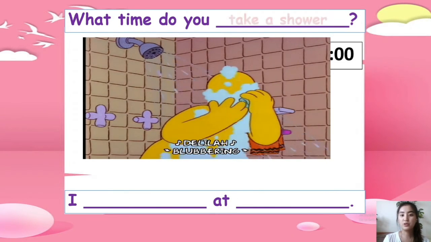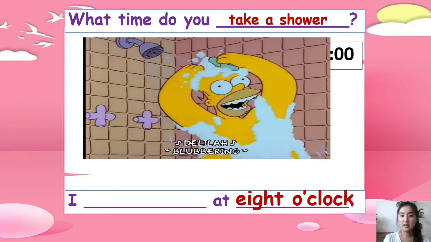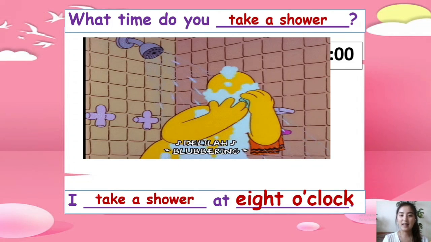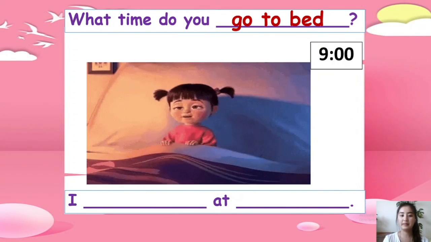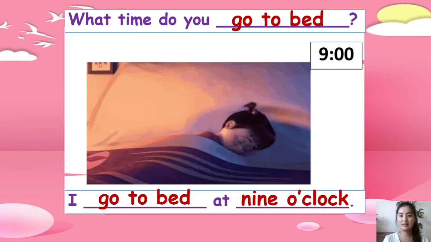What time do you take a shower? I take a shower at 8 o'clock. Very good! And lastly, what time do you go to bed? Answer, I go to bed at 9 o'clock.